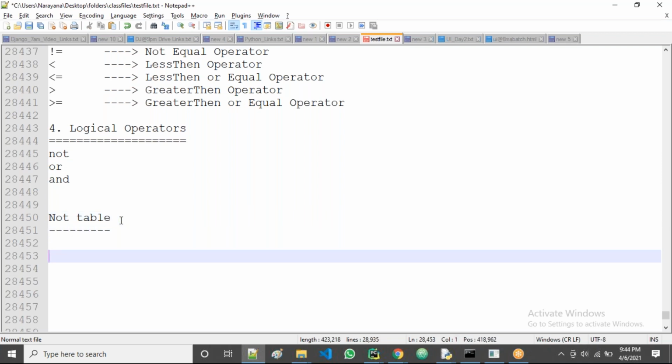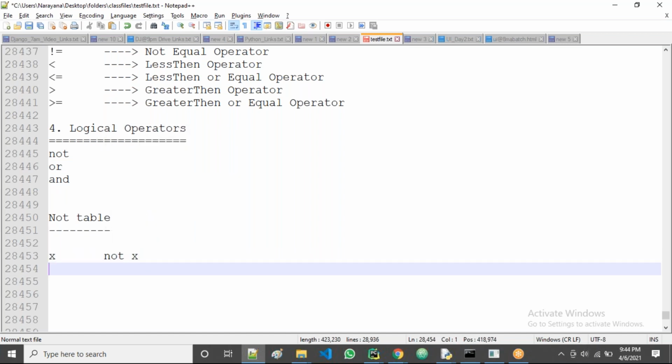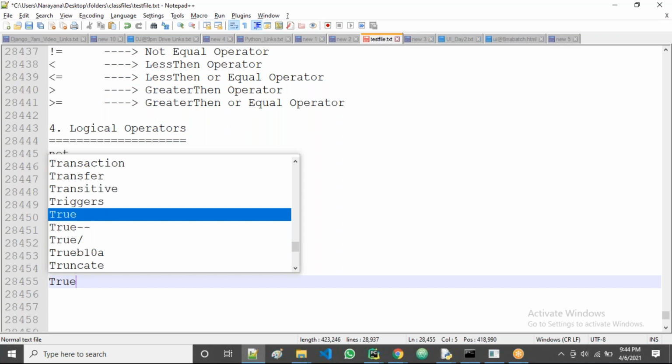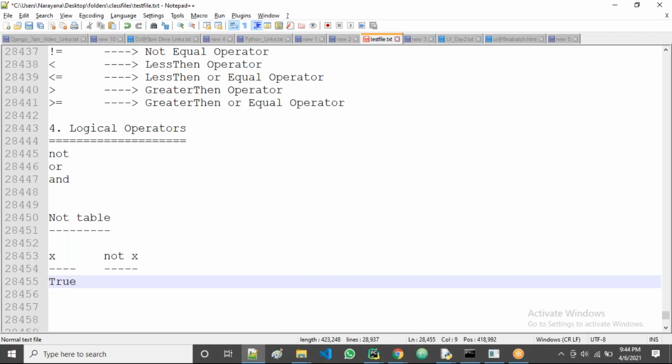I'll take one column x, then the not x, guys. I'm taking the x value, and I'll take the not x value also. Suppose x is true, guys. If x is true, what is not x? It is false, automatically, right?